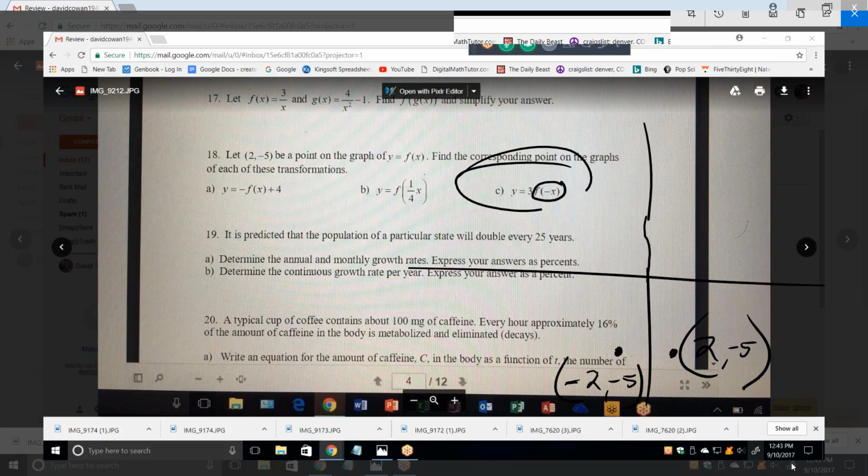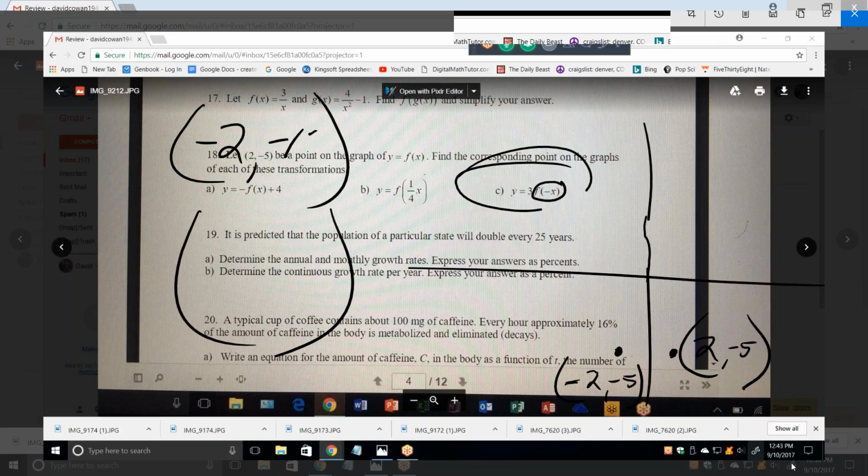Now what's 3 times that? It's one of 2 answers. Do you multiply the x by 3 or do you multiply the y by 3? The y. Okay, what's my answer? -2, -15. You got it.